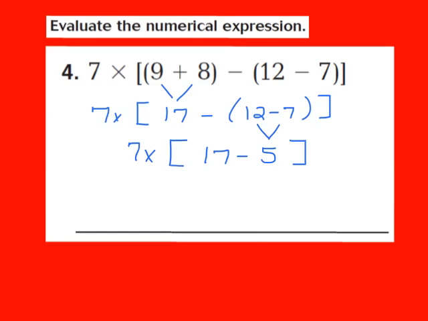Now that I've taken care of my parentheses, I'm now going to focus on solving what's inside the brackets, and that would be 17 minus 5. So when I take 5 away from 17, that's going to leave me with 12. Now I'm going to rewrite the rest of my problem, so I now have 7 times 12. Well, I can see that multiplication is the only operation that I have left, so I'm going to go ahead and multiply 7 times 12. And when I multiply 7 times 12, that's going to give me 84. So I have now evaluated my expression starting with my parentheses first, working my way out to my brackets, and that's how I come up with an answer of 84.